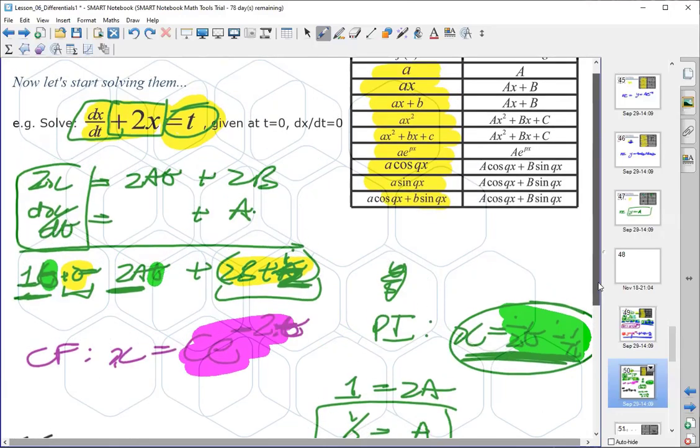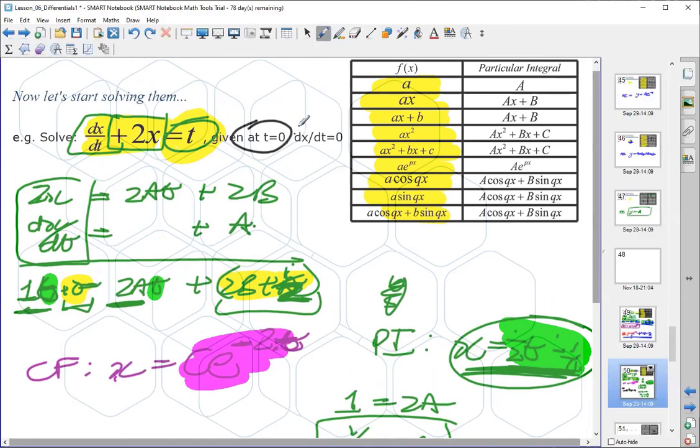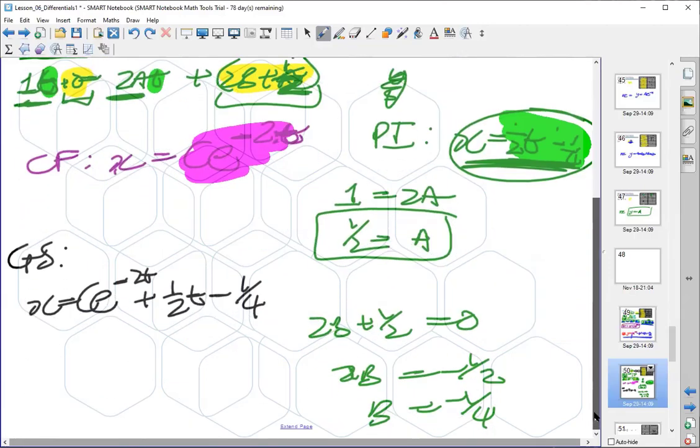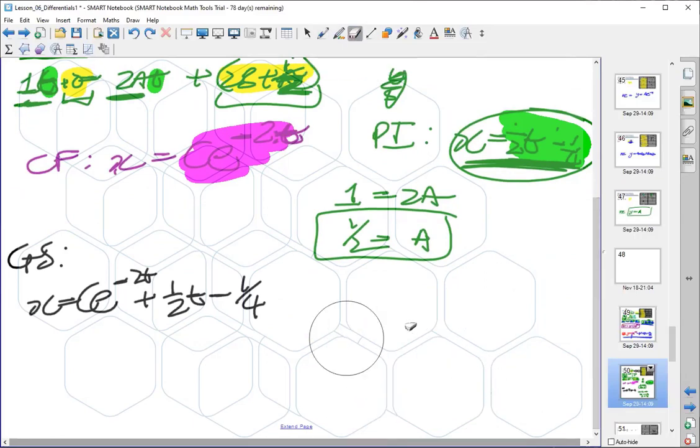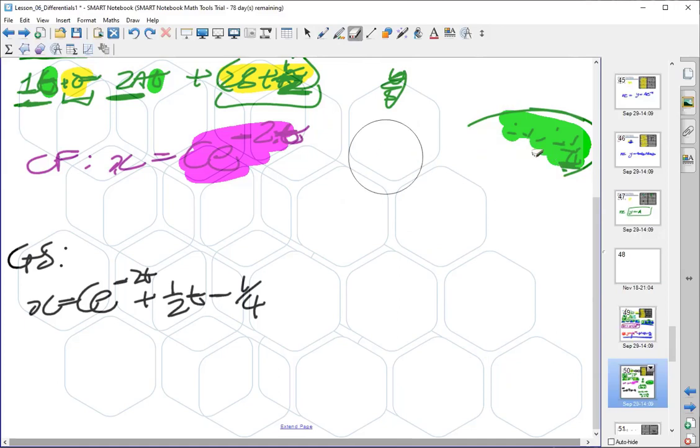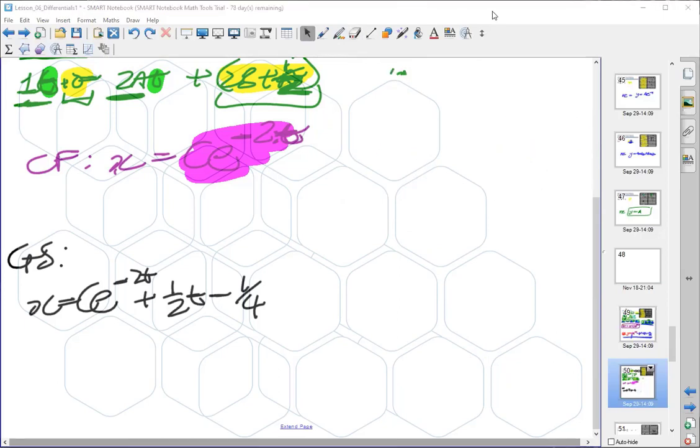Now they tell us some more stuff. They tell us when t is 0, dx by dt is 0. Now we can't put that into there because, I mean, dx by dt we can put into there and t we can put into there, but there's no unknowns in that equation. So unfortunately, if we want to put that in, we're going to have to differentiate this to put it in. Okay, so let's differentiate this.